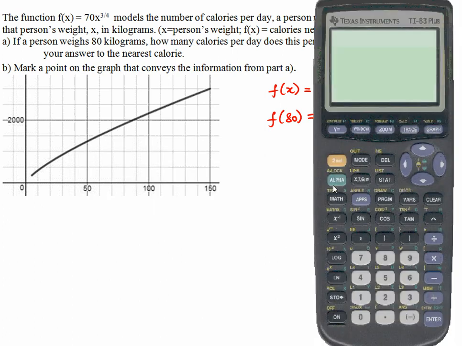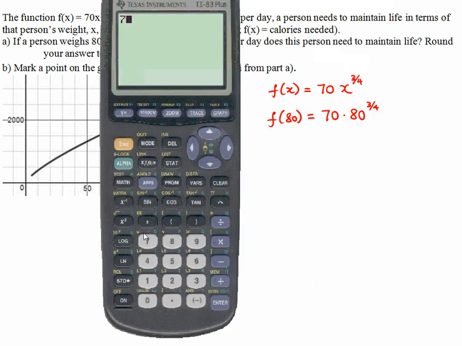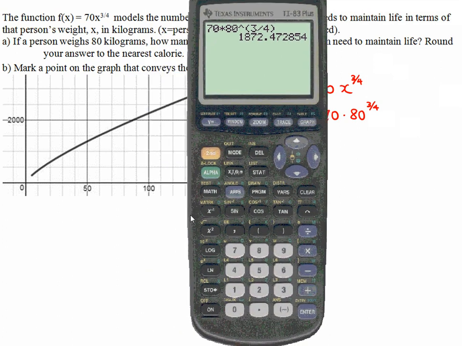Let's take a look. We have 70 times 80 raised to the 3/4. Now make sure you have the parentheses around the exponent. Open parenthesis, 3 divided by 4, close the parenthesis, and then hit enter. So it turns out you got 1,872 point something.